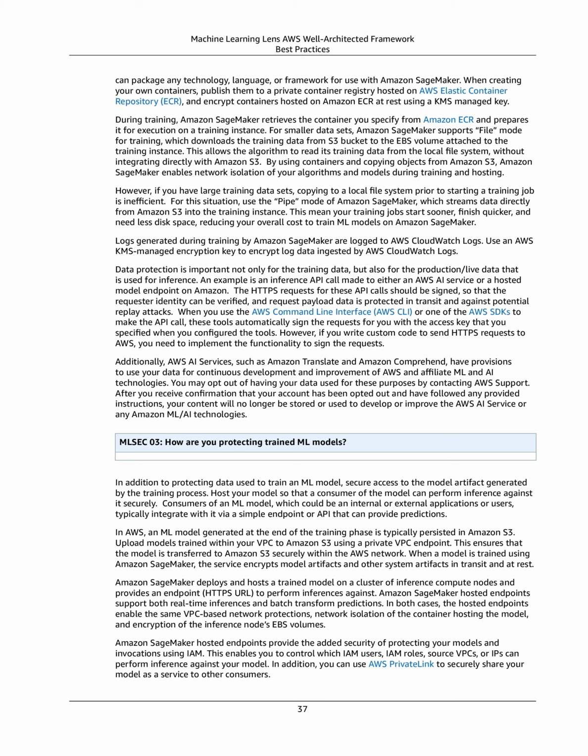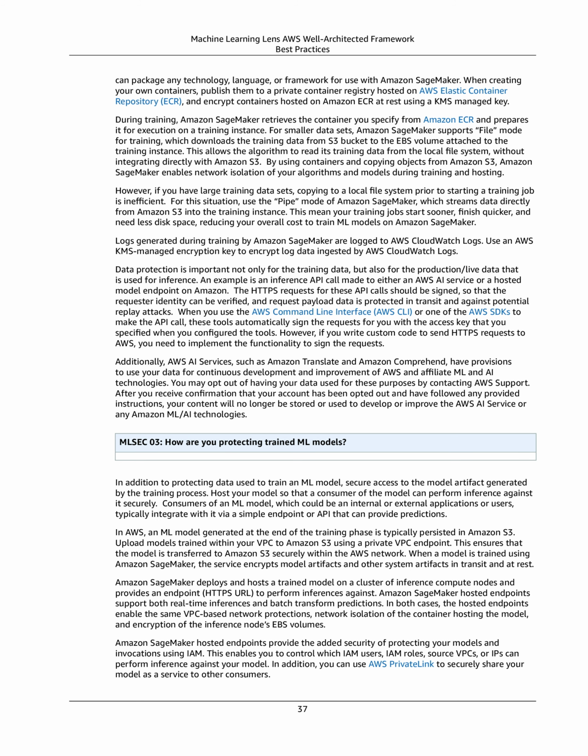MLSEC 03: How are you protecting trained ML models? In addition to protecting data used to train an ML model, secure access to the model artifact generated by the training process. Host your model so that a consumer of the model can perform inference against it securely. Consumers of an ML model, which could be internal or external applications or users, typically integrate with it via a simple endpoint or API that can provide predictions.